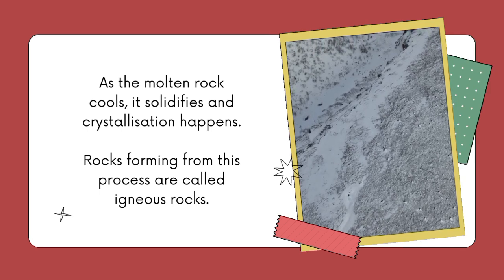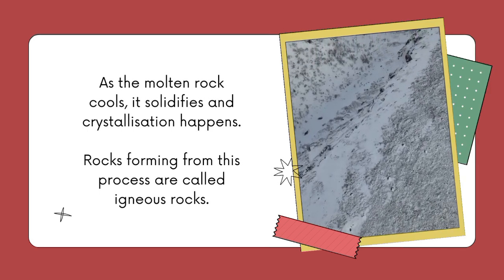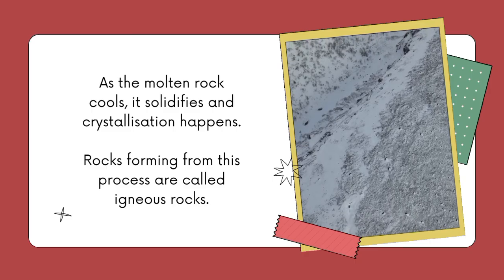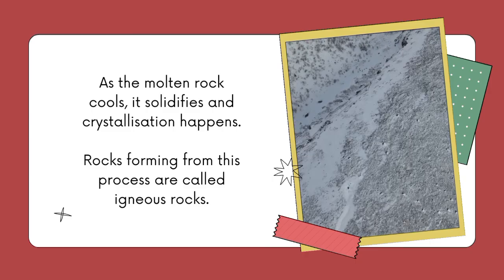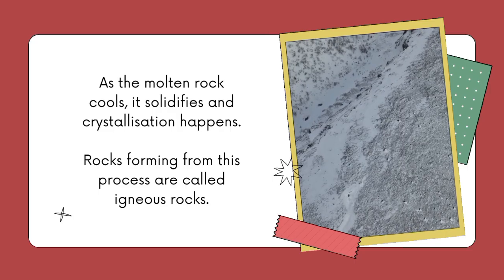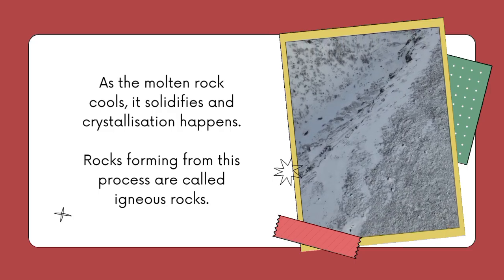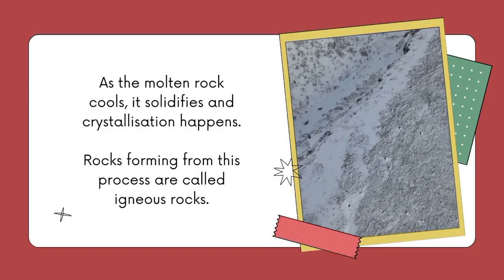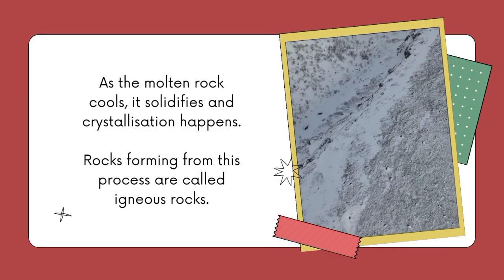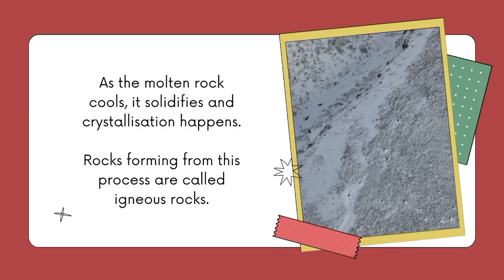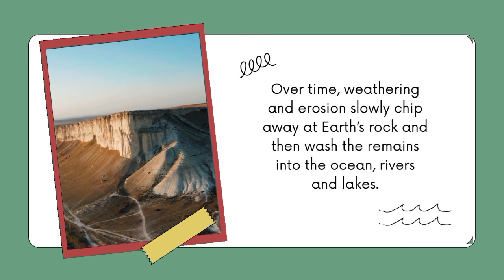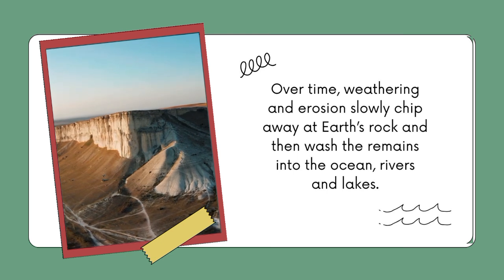The process where molten rock, magma, or lava cools down, leading to solidification and crystallization. This process results in the formation of igneous rocks, which are one of the three main types of rocks in the rock cycle. The image shows an example of an igneous rock, possibly from a volcanic eruption where lava has cooled and hardened.